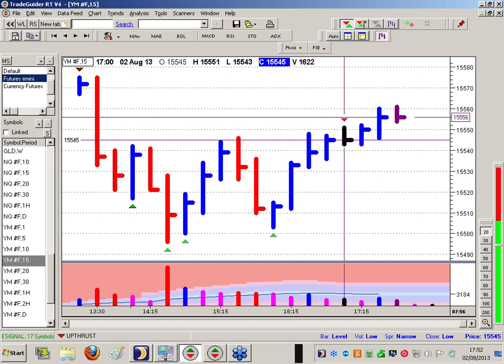Okay. Thomas is saying the large down move was after the unemployment announcements. Is the bounce and retracement typical of such news announcements?